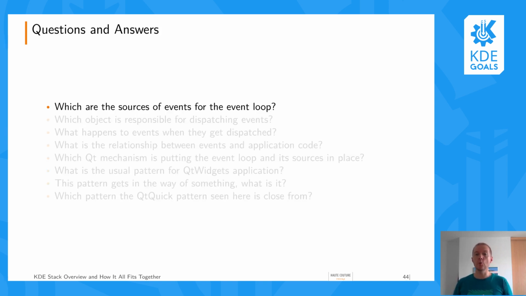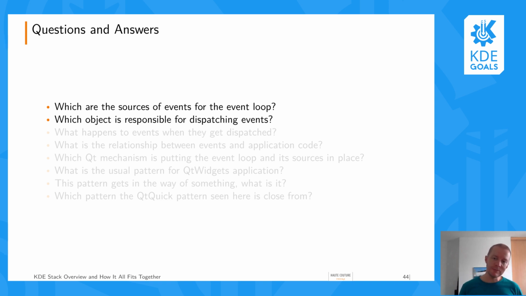So which are the sources of events for the event loop? Yeah, so we've seen files, windowing system, sockets, timers. Yep. And I think between those two answers were pretty much true. I almost forgot those. Yeah, so other events, the posted events. Yeah.